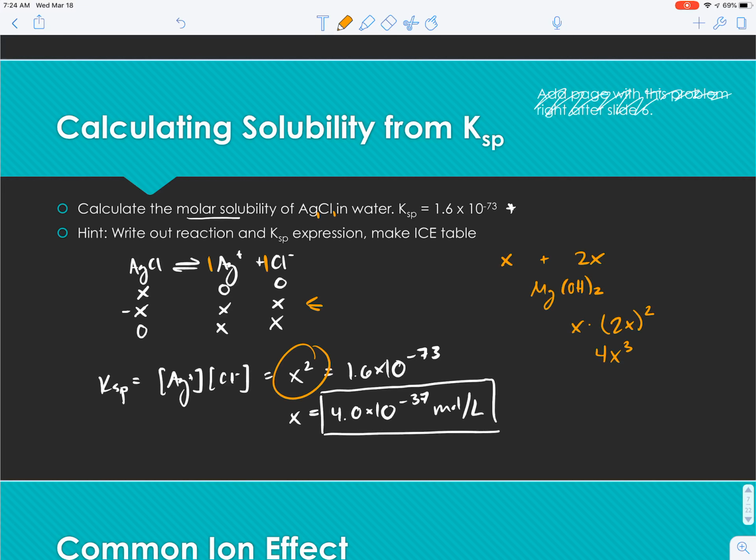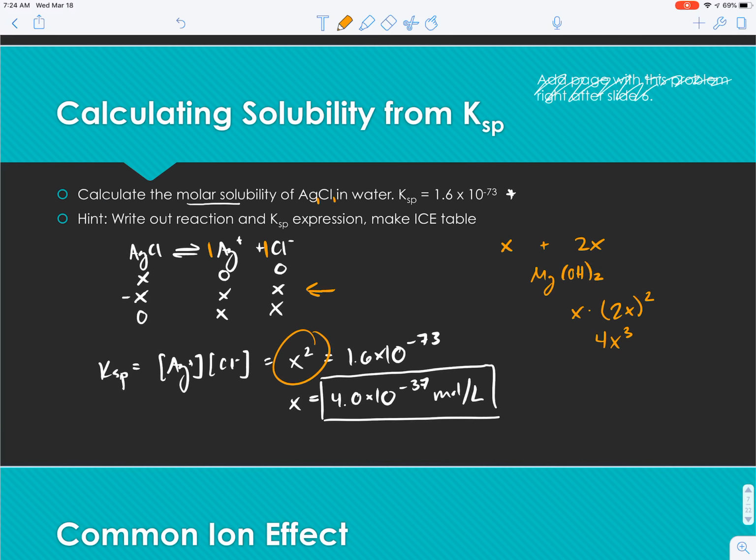So eventually the RICE table will not be as necessary, but for now it's kind of useful just to remind yourself what's happening. And eventually also, for the common ion effect, we're not going to be starting with 0 here and here necessarily, in which case the RICE table might be more useful.